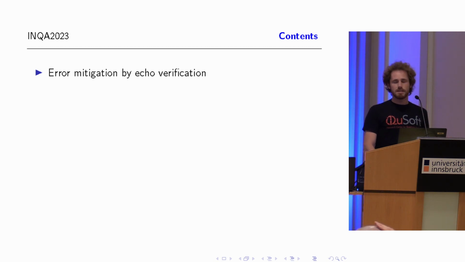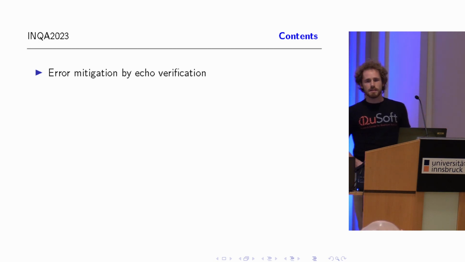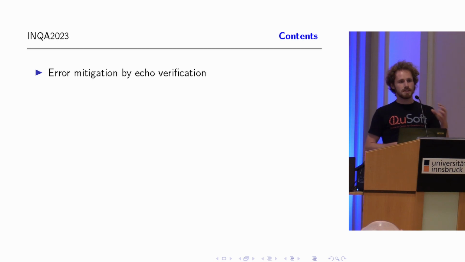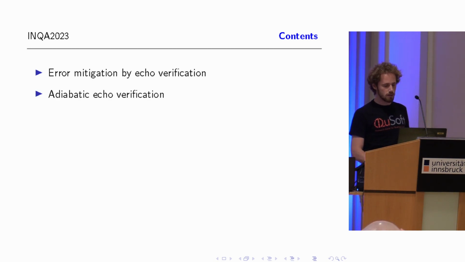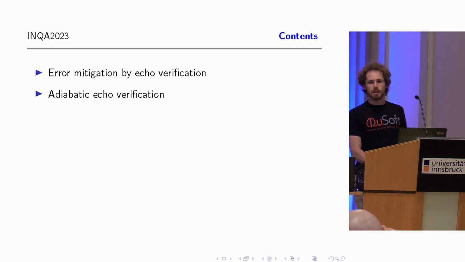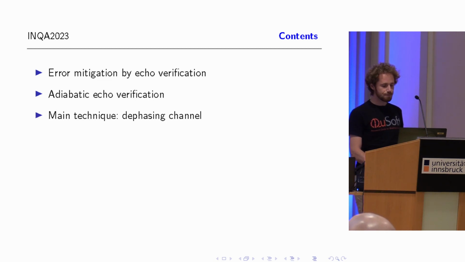So in this talk, I will first introduce error mitigation by echo verification as an error mitigation technique. Then I will show how we translate it to the adiabatic computing setting. I will go over the main technique that we use in the extension to adiabatic computing, which is the phasing channel. I will explain everything about this, and then give a summary and outlook for future work.